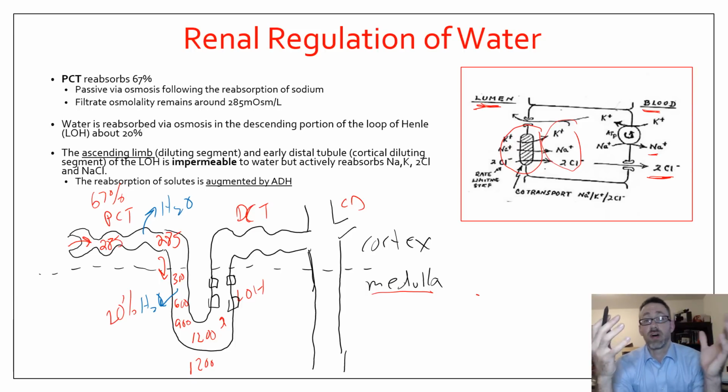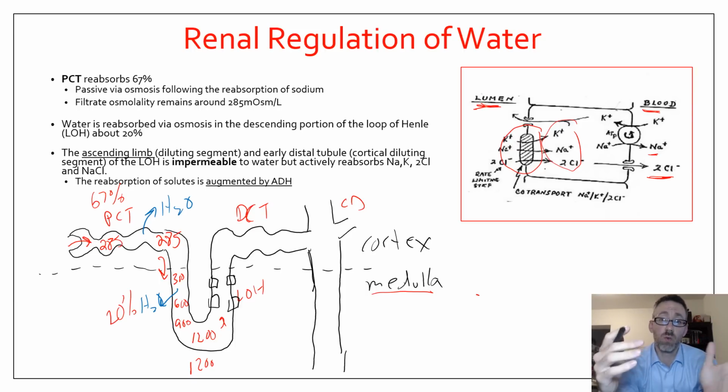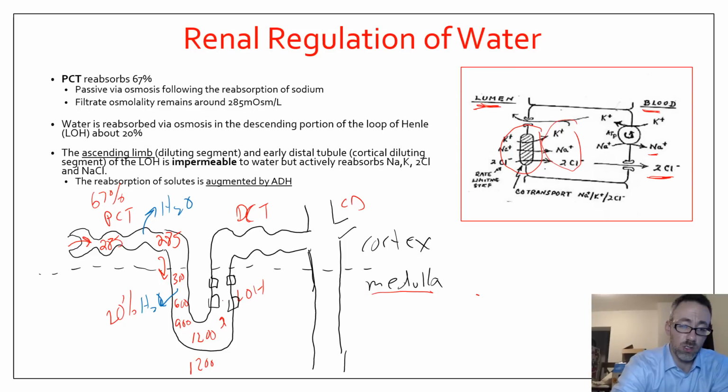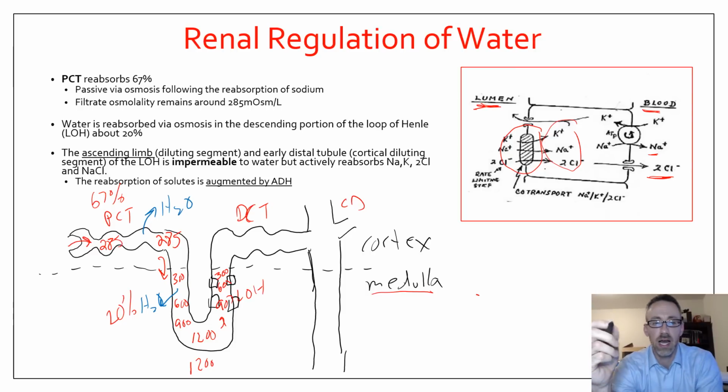What does this mean? If I'm moving solute out and leaving the water behind, I'm going to start to dilute what's in the nephron. So it's going to go from 1200, as it ascends, to 900, 600, 300, and so on. So it gets more and more dilute because we're removing the solute and leaving the water behind. And so we also refer to this as the diluting segment.